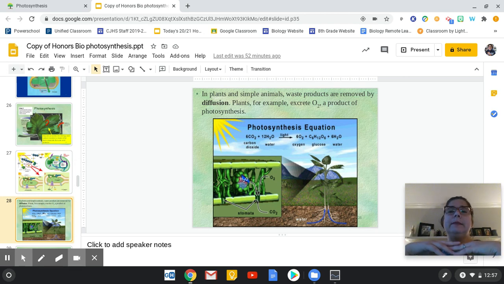So here's the deal. In plants and simple animals, waste products are removed by a process called diffusion. And you will talk about diffusion when you look at the way things are transported. Diffusion is moving from an area of high concentration, where there's a lot of it, to an area of low concentration. So plants, for example, excrete O2. It's making these byproducts, the O2 in the chloroplast, and it builds up and it builds up. And so eventually it's going to diffuse out. Okay, it starts to spread out.